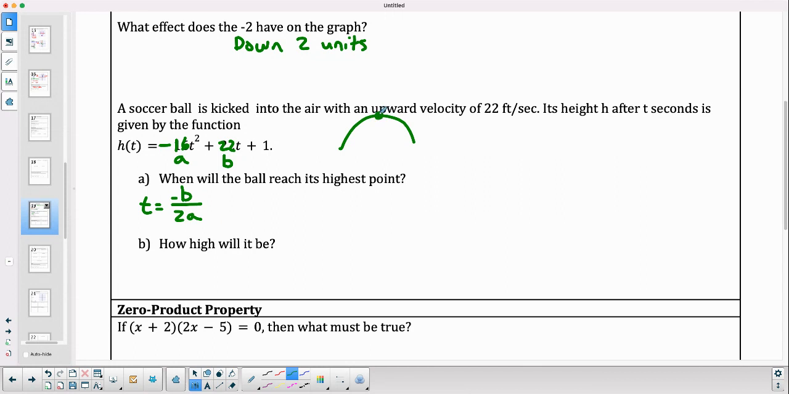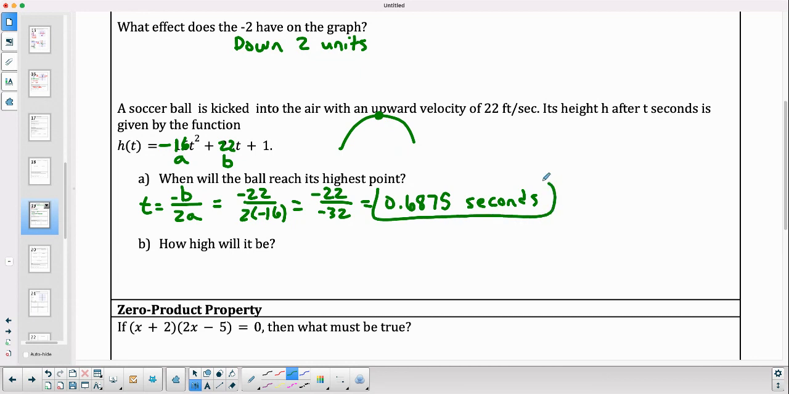So that's going to be the opposite of 22, so -22 over 2 times -16. So we have -22 over -32. The two negatives are going to cancel each other out. So we're looking at 0.6875 seconds. We usually don't round on this step. Just keep the whole answer.